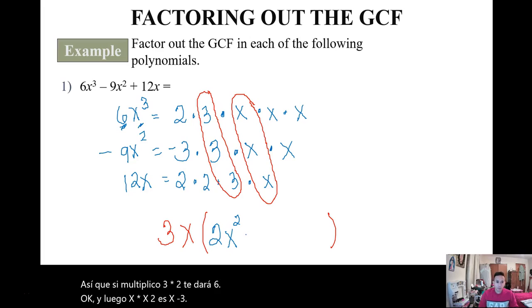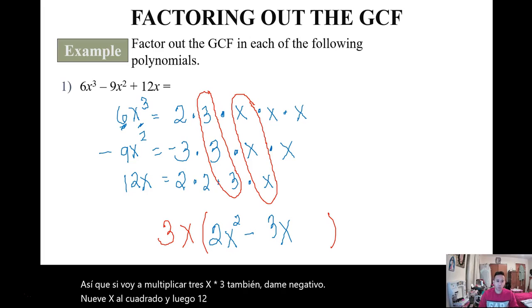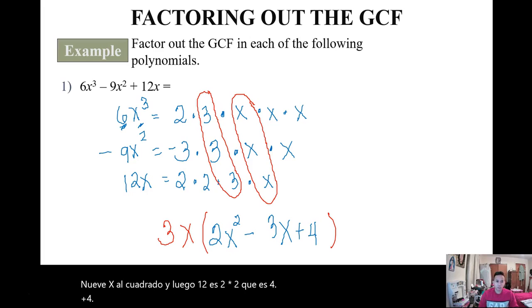Then minus 3x. So that if I'm going to multiply 3x times 3x will give me negative 9x squared. And then 12 is 2 times 2, which is 4, plus 4. And then do we have any x there?